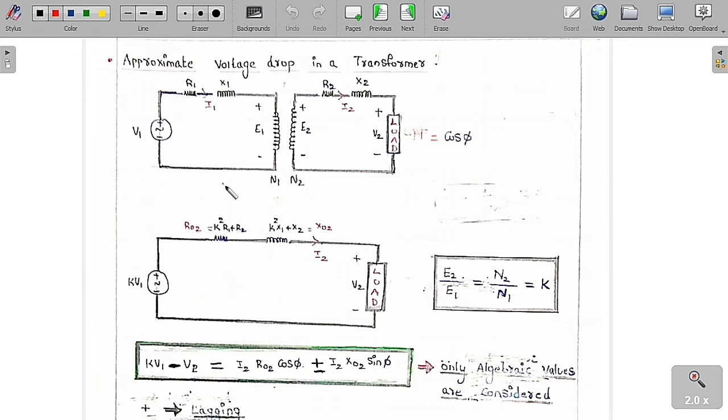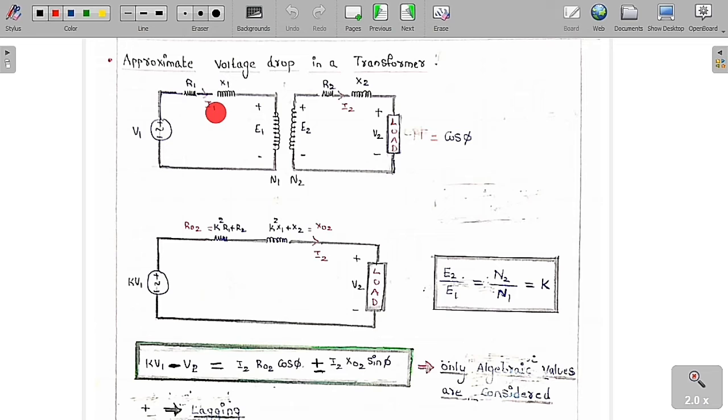So what is the approximate voltage drop in a transformer? This concept we are now going to study. This is a single phase transformer with two windings, primary and secondary. This part is basically an ideal transformer. The primary winding will have an induced voltage of plus or minus E1, and the secondary winding will have an induced voltage of plus or minus E2. The primary number of turns is N1 and the secondary number of turns is N2.